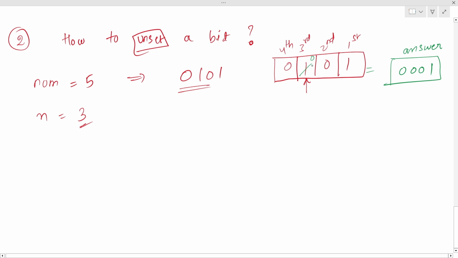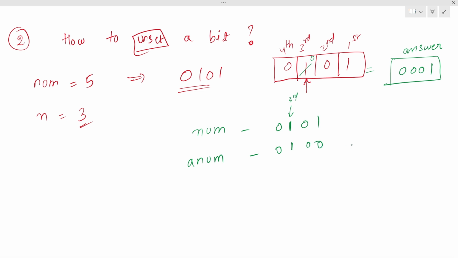Now what can I do to make this bit unset? Let's try the same approach, guys. Take num, which is 0, 1, 0, 1, and take a num. A num is nothing but at this third position, make it 1, remaining all zeros. But don't apply an OR operation here, because we are making this bit set, but our idea is to make this bit unset. That means this 1 must become 0.